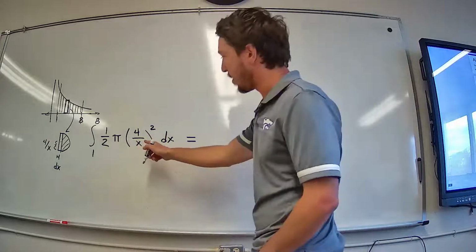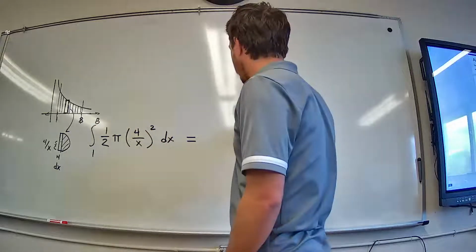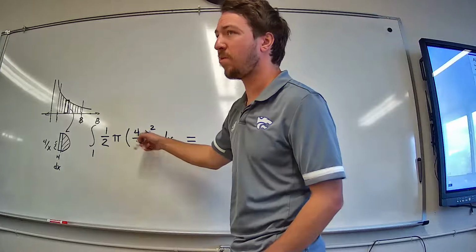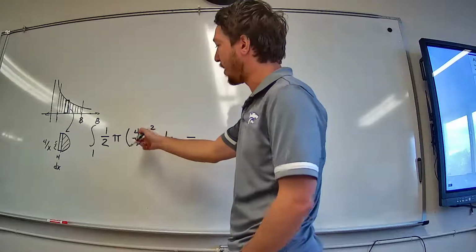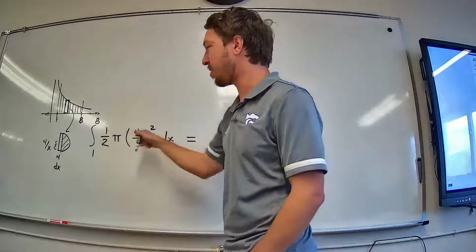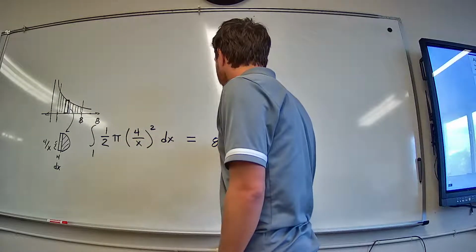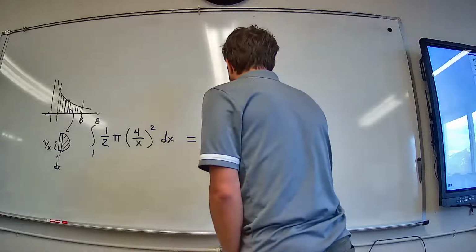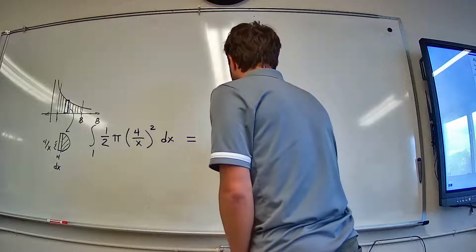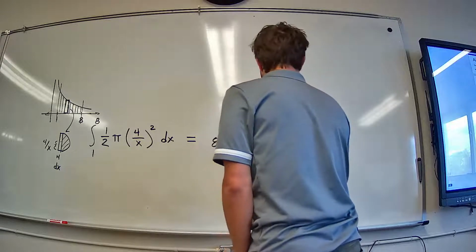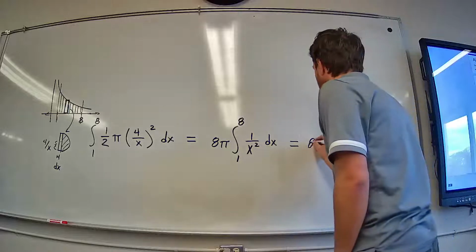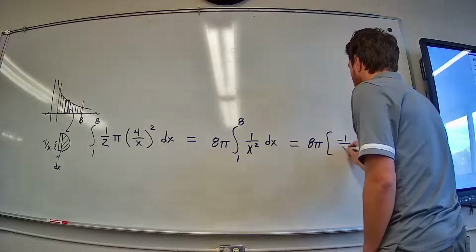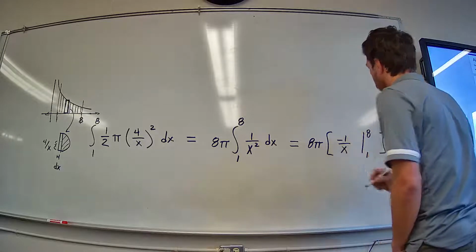So the math here would go, let's see, what can come out of the integral? I'm going to take the 16, half of 16 is 8, so there's an 8 pi out here. Do we feel okay about that? And then what's left inside is the 1 over x squared, which is hopefully by now a straightforward integral for us. So it's negative 1 over x from 1 to 8.